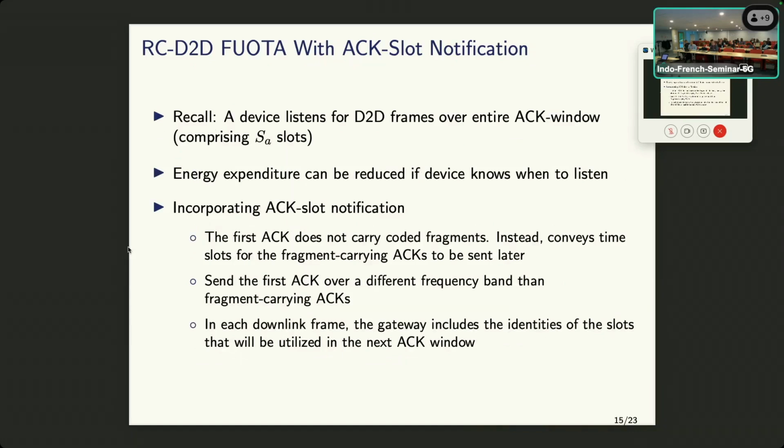One potential downside of that approach is that a device has to listen for the acknowledgements over the entire acknowledgement window, all those orange colored blocks. We can do a little better if somehow the gateway knows which slots will be used for D2D transmissions. So how can we try to implement something like that?